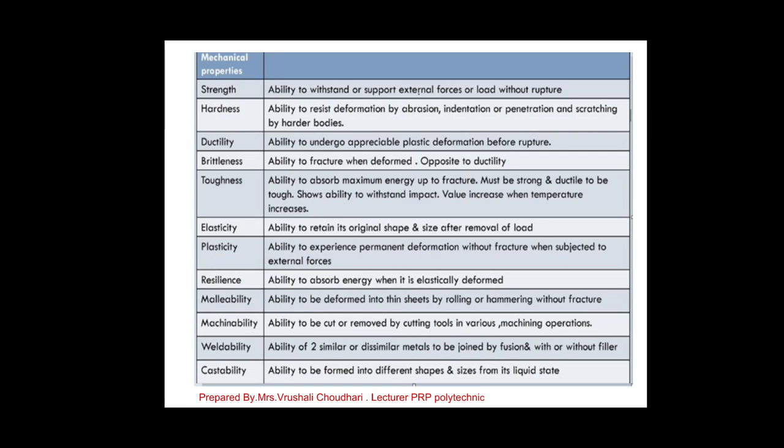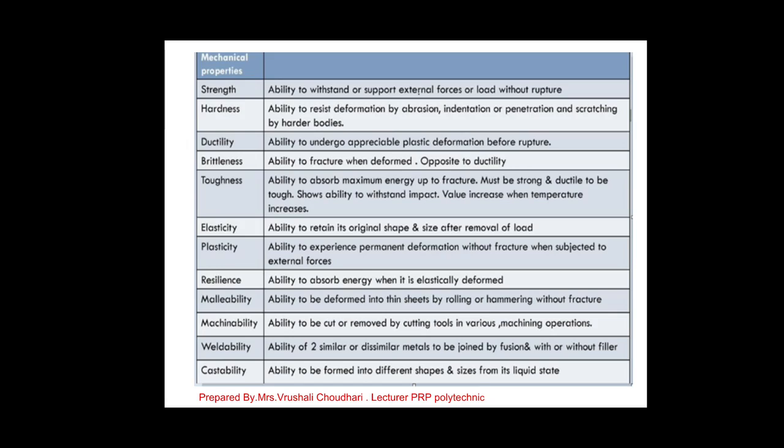These are the properties. The first property is strength. When we compare metal with non-metal, we observe that metal has a higher strength. What is that? The ability to withstand or support external forces or a load without rupture. If I use a metal wire to carry a load, the metal wire is able to hold that weight. That is strength.